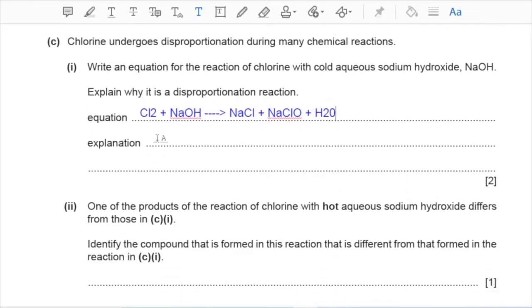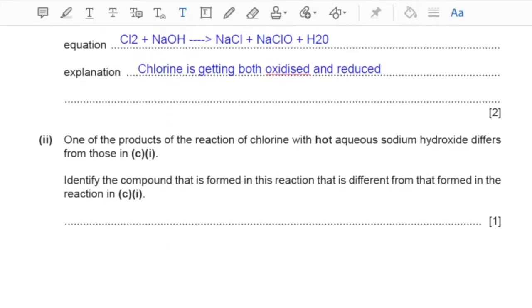The explanation for why it is called a disproportionation reaction is that chlorine is both oxidized and reduced. Thus, it is known as a disproportionation reaction. In the same reaction, chlorine is undergoing both the changes. Part 2, one of the products of the reaction of chlorine with hot aqueous sodium hydroxide differs from those in C part 1. Identify the compound that is formed in this reaction that is different from that formed in the reaction in C part 1. So that would be NaClO3.